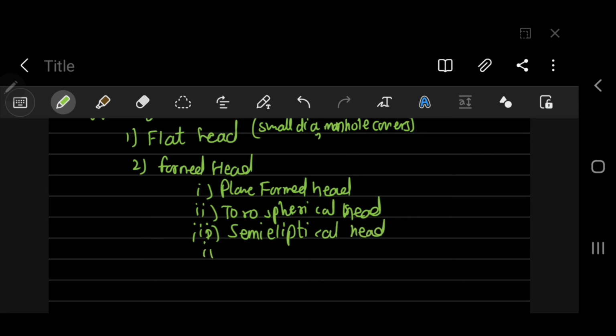And fourth one is hemispherical head. Fifth one is the conical head. This much you have to remember, and you must know the type of head which you have used in your project. Okay.